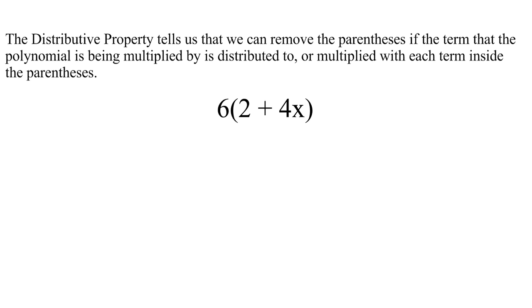What you'll see here is we've got 6 times what's in parentheses, 2 plus 4x. Right? In parentheses we cannot simplify that anymore. 2 plus 4x, they are not like terms, so we cannot simplify them. 2 is a constant, 4x has a variable, we can't combine them. So what we can do is distribute. To distribute, we take this 6 and we distribute it to both terms. When you're distributing, you're multiplying.